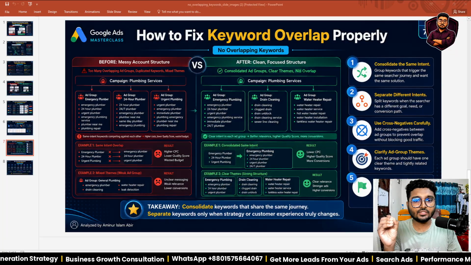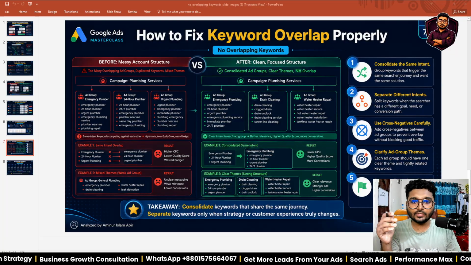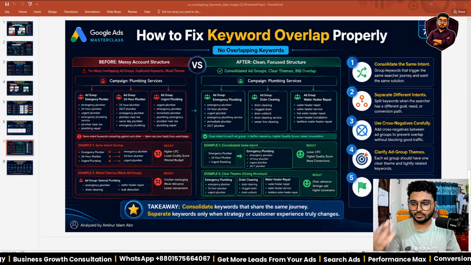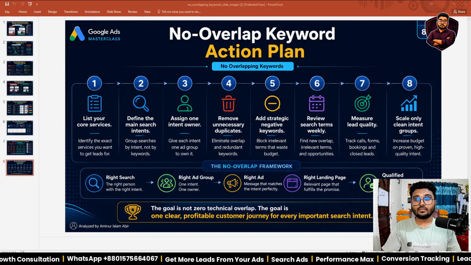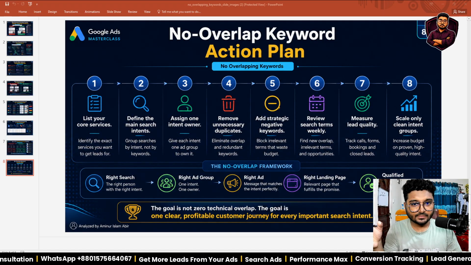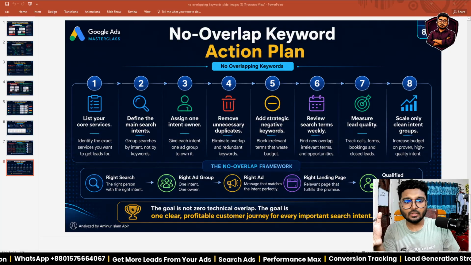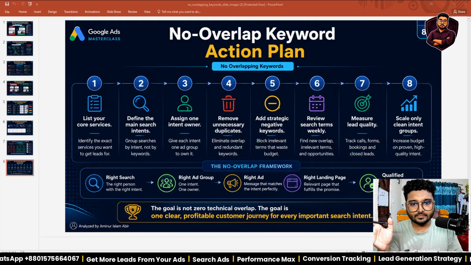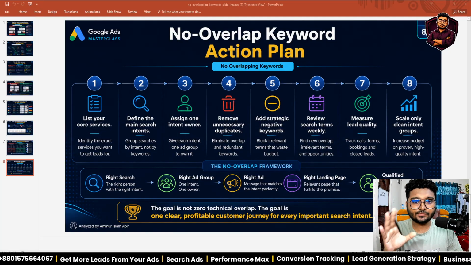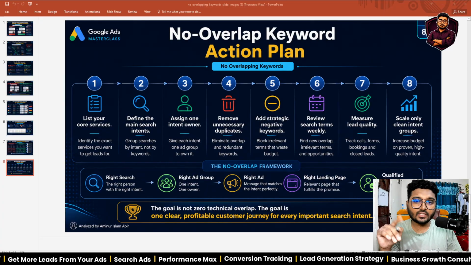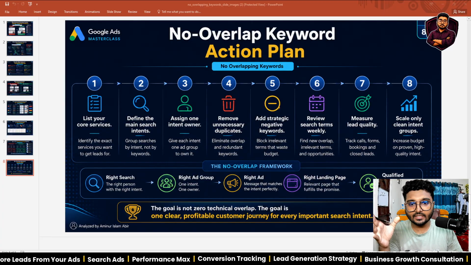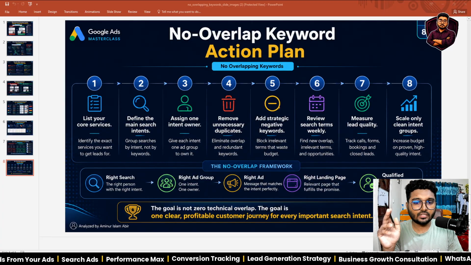Now let's finish with a practical action plan you can apply to any of your Google Ads accounts. So this is my last and final slide. Here I just put the no-overlap keyword action plan. And here is the complete step-by-step framework. Step 1, list the core services. For a plumbing business, the core services may be emergency plumbing, drain cleaning, water heater repair, and sewer repair.